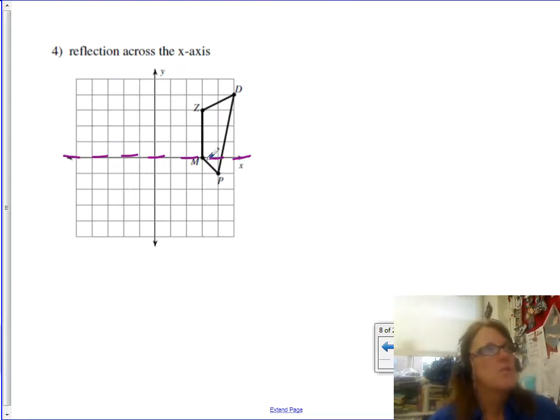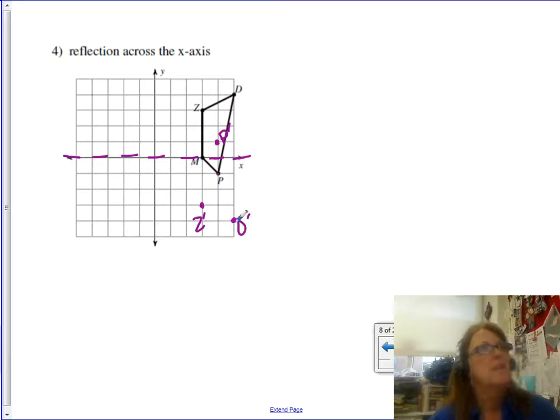So let's start with this one. P is going to end up being reflected 1 unit away above the line. So this is my new P prime. D is up here 4 units above the line, so D prime is going to end up down here. Z is 3 units above, so now it's going to be 3 units below.